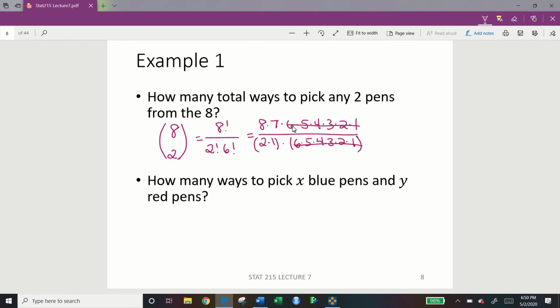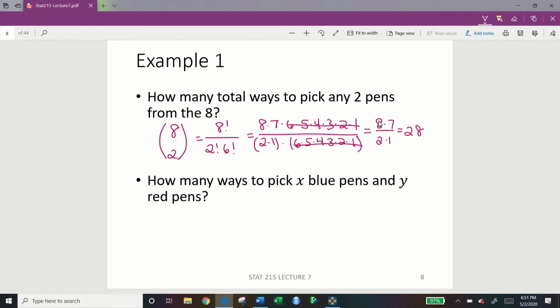times 6 times 5 times 4 times 3 times 2 times 1. We're going to cross this out. That will leave 8 times 7 over 2 times 1, which will equal 28. So the answer to how many total ways to pick any two pens from the 8 is 28. Next, how many ways to pick X blue pens and Y red pens?